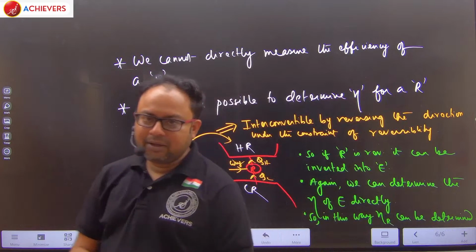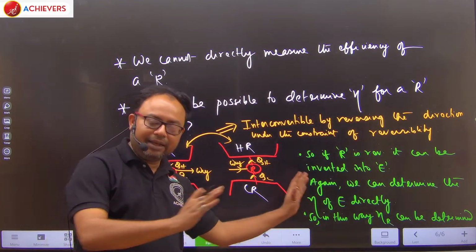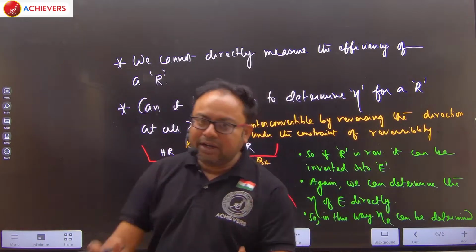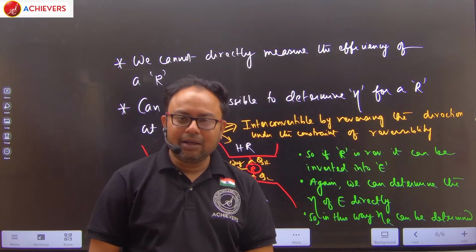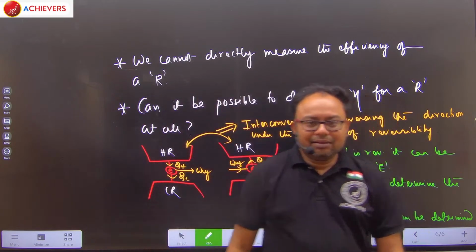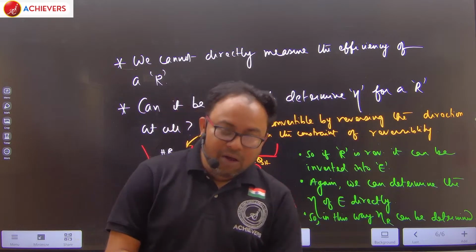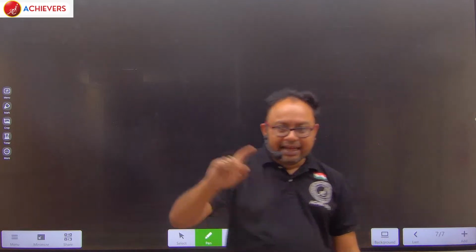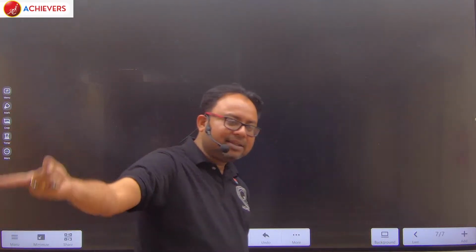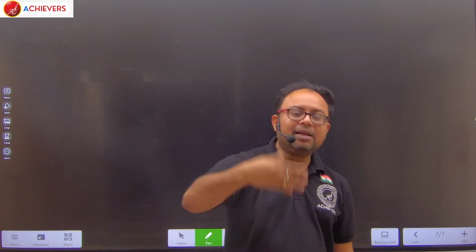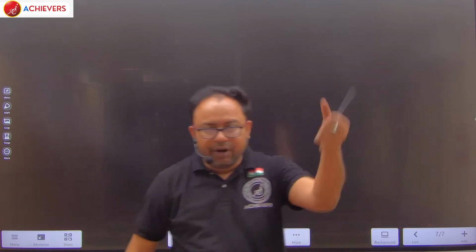So this is the thing we want to interpret in case of a refrigerator. For a refrigerator, we cannot determine the parameter efficiency directly. We know we cannot determine eta directly for R, because in that case eta will become greater than 1, which is physically meaningless. That's why we would convert R into E, provided R is reversible, and then we will indirectly determine the efficiency of E, which will in turn be equal to the efficiency of R.